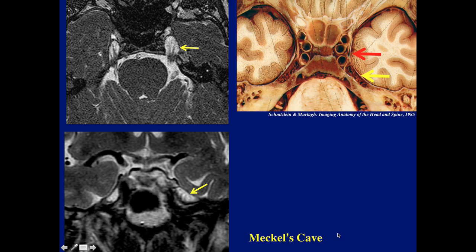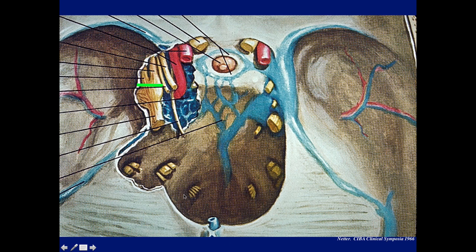Now, I just, again, want to show you this is Meckel's cave full of CSF. And if we look at the specimen, here's Meckel's cave just behind and slightly lateral to the vascular cavernous sinus. Here's Meckel's cave in the coronal plane on a T2. Now, if you remember this slide, I drew a green line separating the region of Meckel's cave from the true cavernous sinus. The mandibular nerve, or the third division of the trigeminal, exits this region through the foramen ovale within Meckel's cave. It never reaches the cavernous sinus.